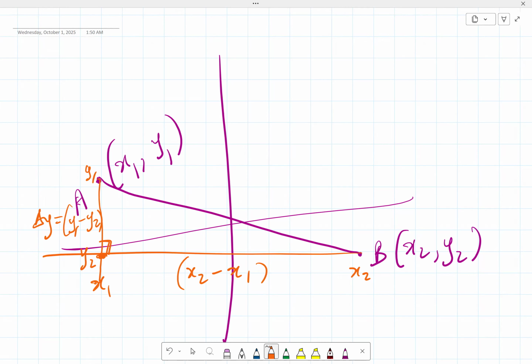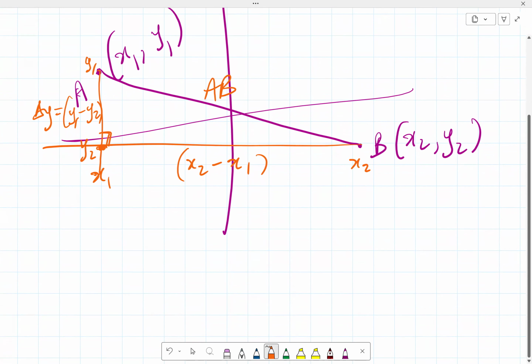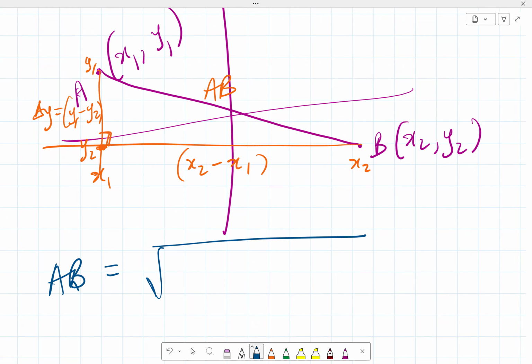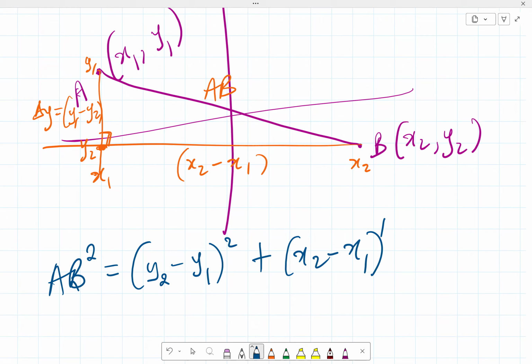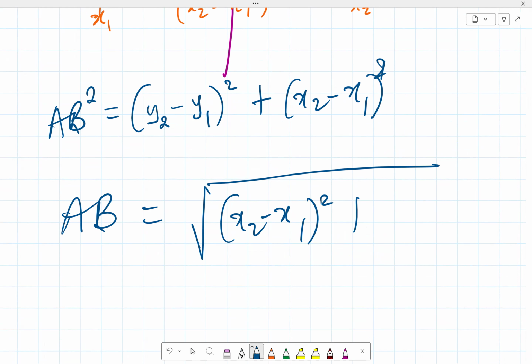By the way, if you do it in absolute terms, y2 minus y1 will be the same thing as y1 minus y2. So using Pythagoras theorem, this is the distance we need, distance AB, because this is A and this is B. So distance AB using Pythagoras theorem: we have AB squared equals (y1 minus y2) squared. And since we are squaring it, it doesn't matter which one comes first. So we can say this is (y2 minus y1) squared plus (x2 minus x1) squared. So that finally, the distance AB is simply the square root of (x2 minus x1) squared plus (y2 minus y1) squared. Okay? So that's how we derive the distance formula.